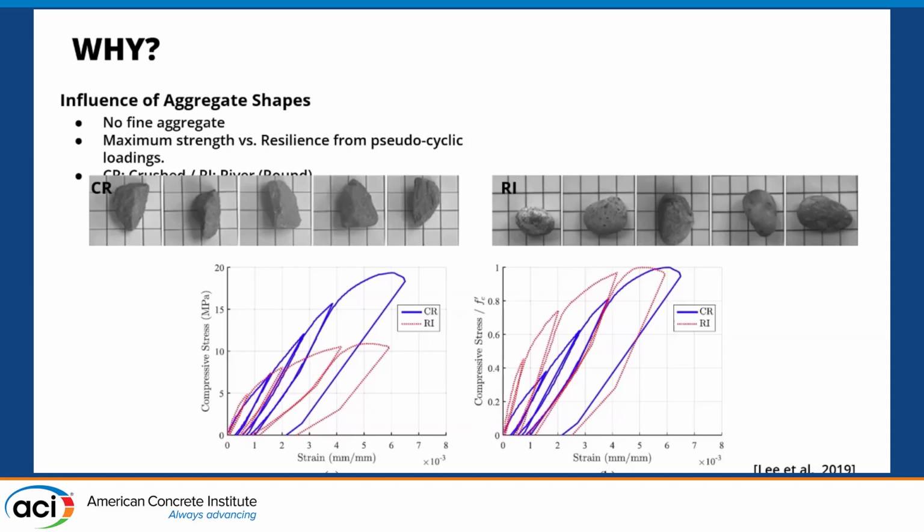I believe this is not really a new topic. We somehow understood that using crushed aggregates is going to produce more surface area. That's why we can expect a greater quantity of bonding between the paste matrix and the aggregates, so probably we get a higher peak strength. On the other hand, if you use a rounded aggregate, you can minimize the stress concentrations at the corners of aggregates. So probably we are going to have a little bit higher resiliency. That is not really a new topic.